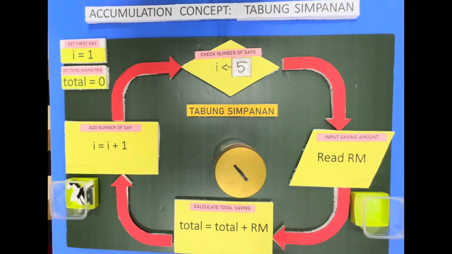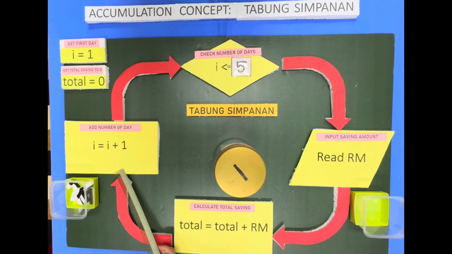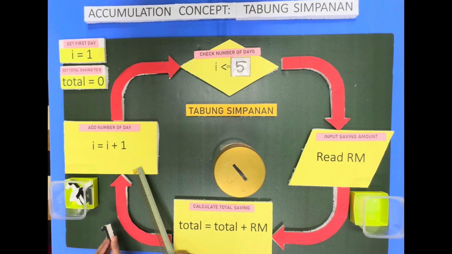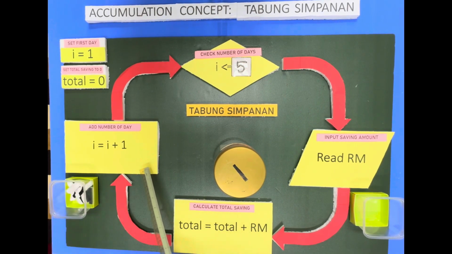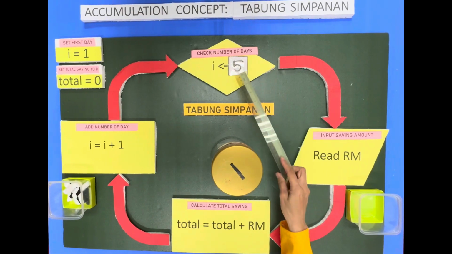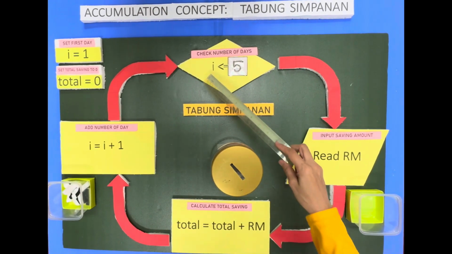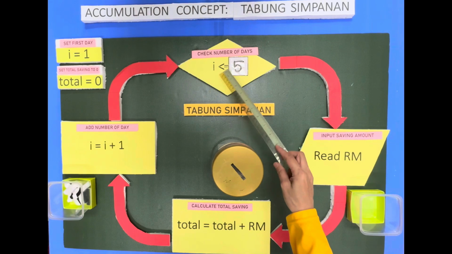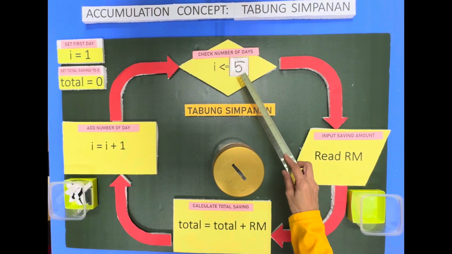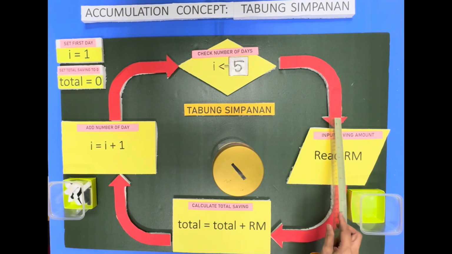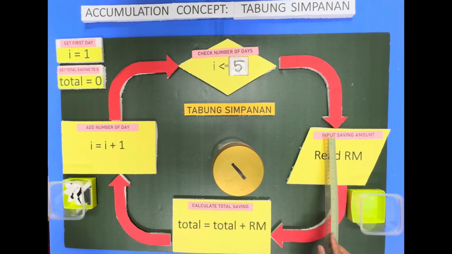And then we continue to add the number of days, from 5 to another day, to be the 6th day. Okay, and then we have to check again the number of days. Is 6 less than or equal to 5? It's not true, it's false. So when it's false, we stop our repetition.